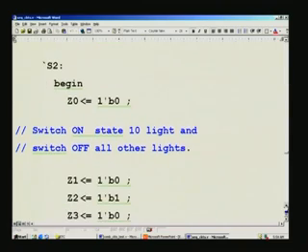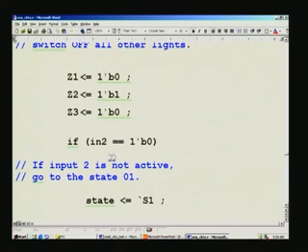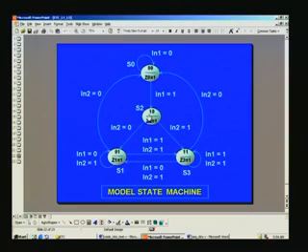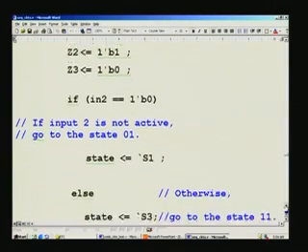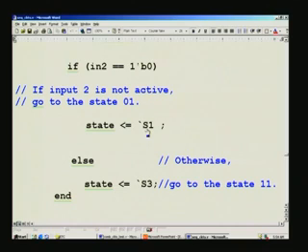So, let us see what to do beyond this. If int2 is 0, we need to go to S1 state. We are in S2 state right now, and if int2 is 0, we have to go to S1 state, that is what is here, state is therefore assigned to S1 here. If not, that is int2 is 1, we need to go to S3 state.